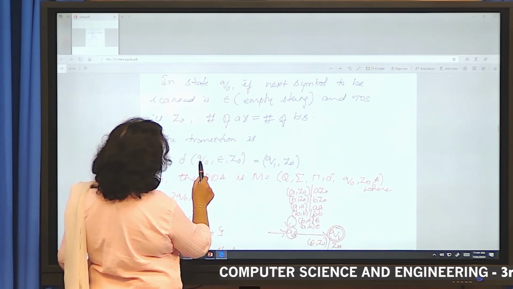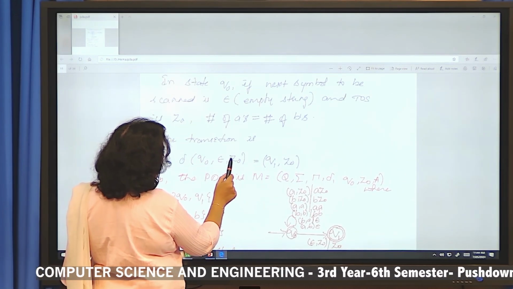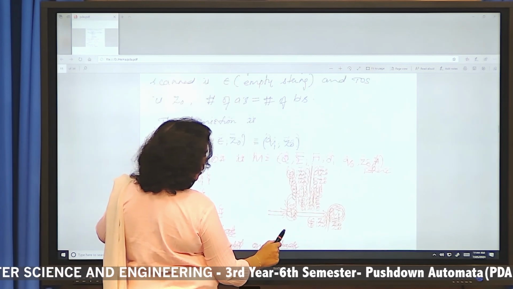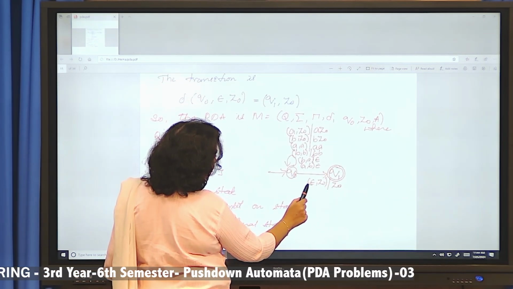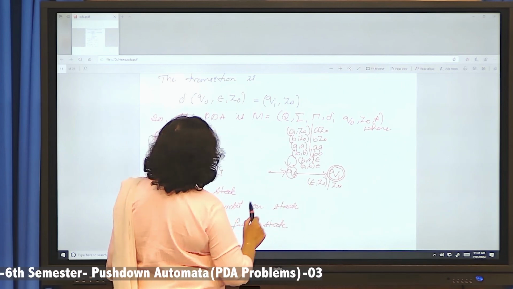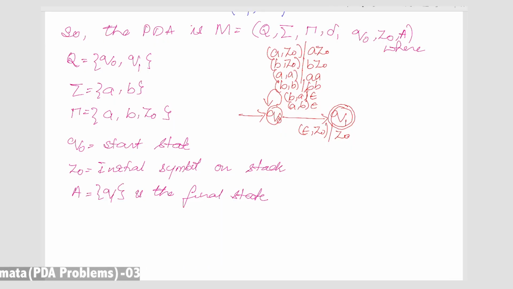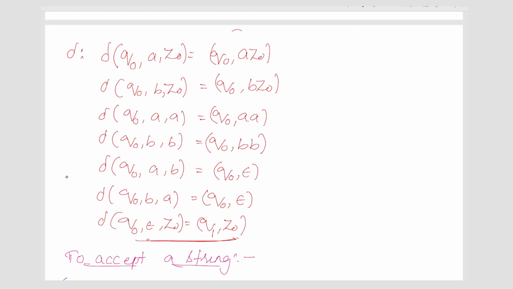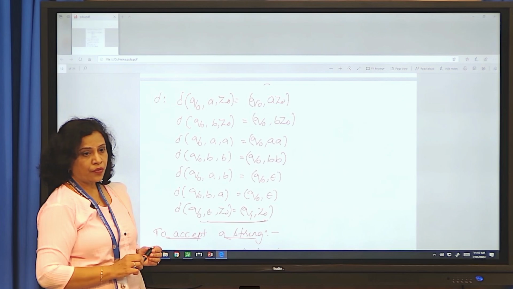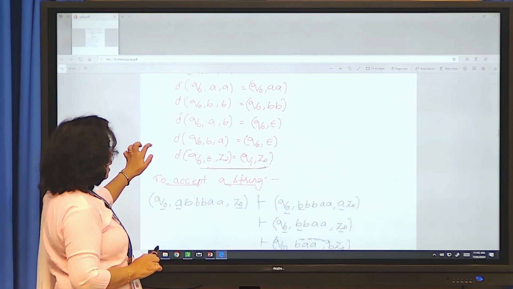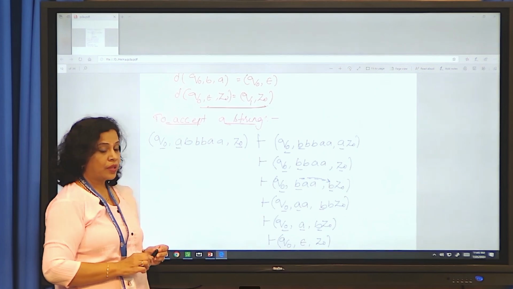And one transition goes from Q0 to Q1, which is epsilon comma Z0 is Z0. So Q0 to Q1, there is one transition, epsilon comma Z0 is Z0. So that is about the 7-tuple. Coming to delta, this is the final delta in one place.